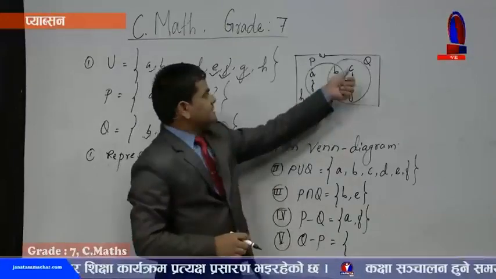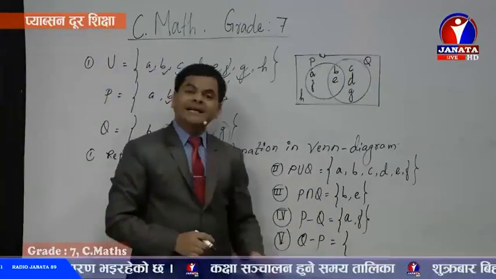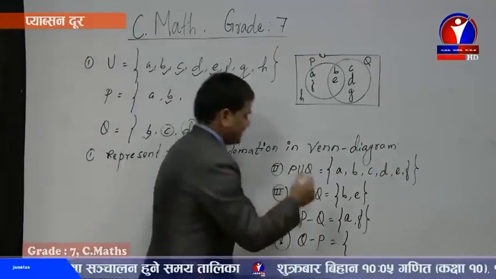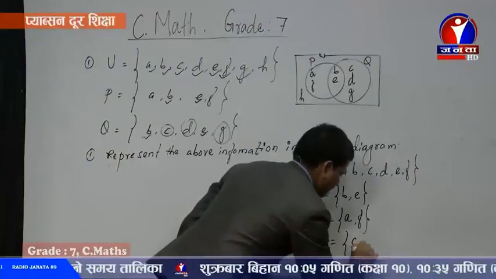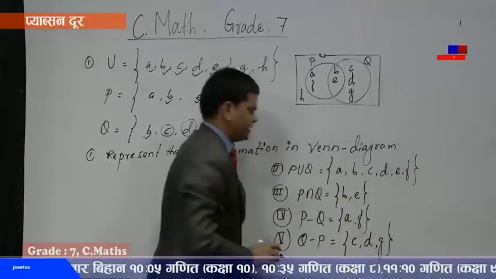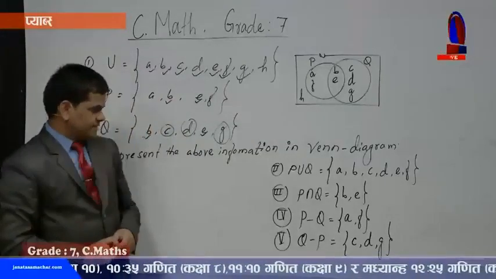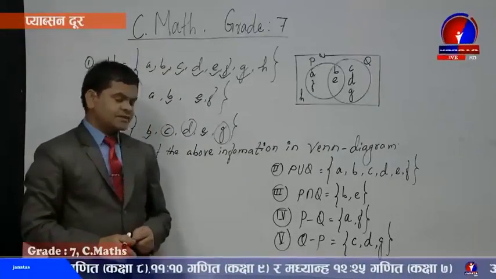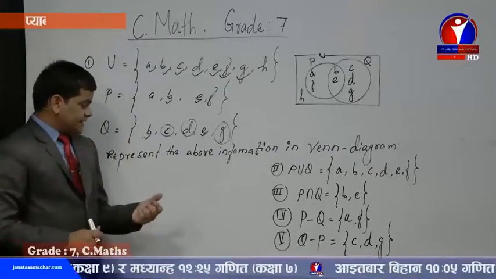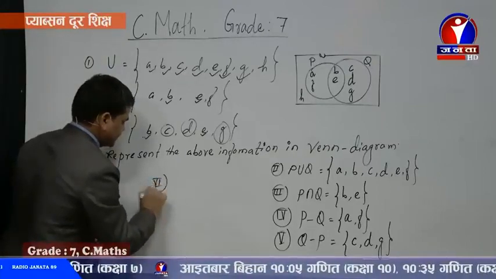If you see, then C, D, and G are the elements to be included in Q difference P. So let's include here C, comma, D, comma, G, and let's close the elements with a curly bracket. So this is the way of finding out the answer. Once again, dear friends, I'm going to take another question. Let's take another one, number 6 question.